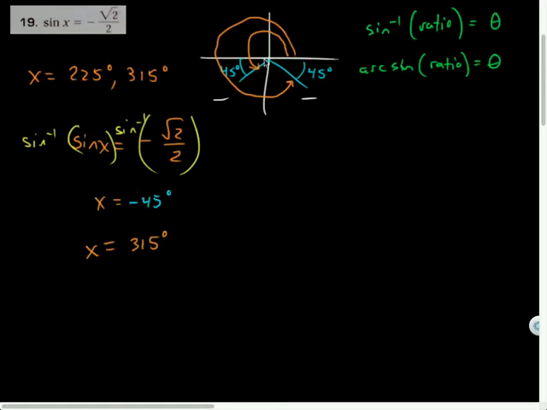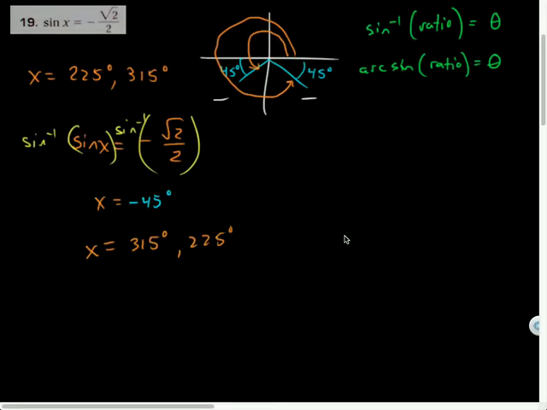I'd also have to realize that sine is negative in this other quadrant, and that I could then use this in some way as a reference angle, so to speak, if I think about it that way, and try to figure out the other solution, the 225. So I just want to point out, you still have to be kind of smarter than your calculator.